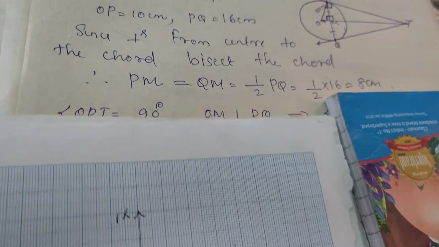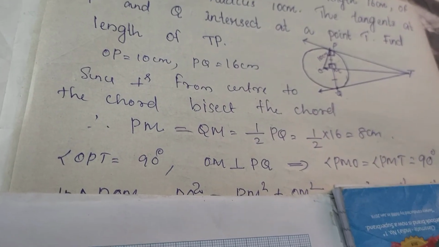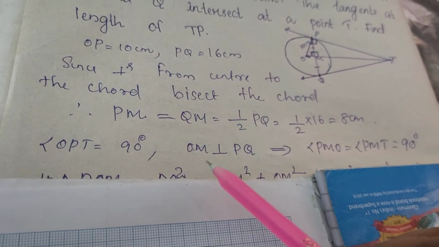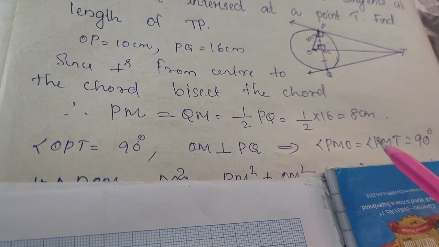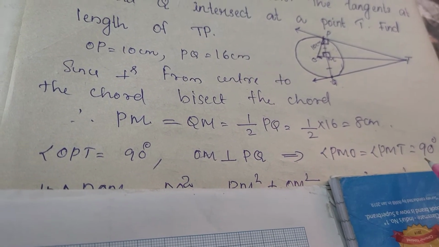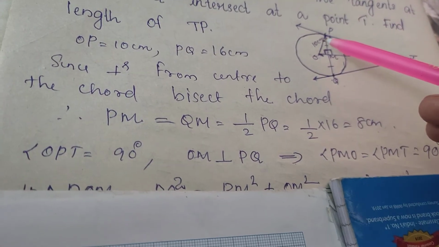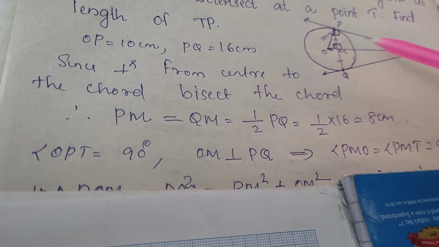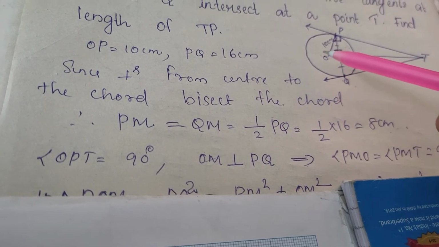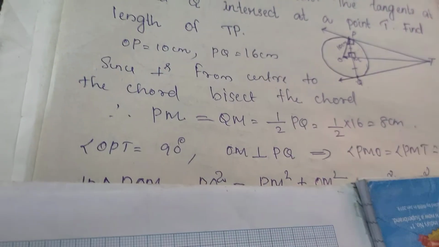So in the next line I write: angle OPT is equal to 90 degrees. OM perpendicular to PQ implies angle PMO is equal to angle PMT is equal to 90 degrees. These are the conditions. P is 90 degrees, M is 90 degrees, therefore OPT is a right triangle, OMP is a right triangle, PMT is a right triangle.